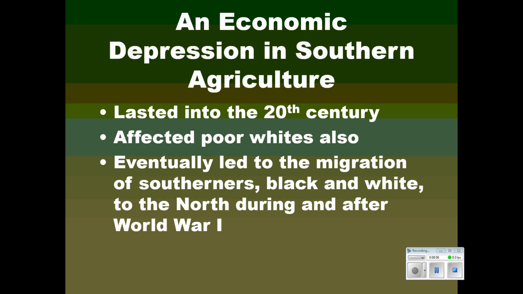To make matters even worse, there was an economic depression in southern agriculture. It lasted well into the 20th century. It affected poor whites also, and eventually this led to one of the major migrations in American history, what is known as the Great Migration of Southerners, black but also white, to the north during and after World War I. We'll talk about the Great Migration later on in the course in another context.